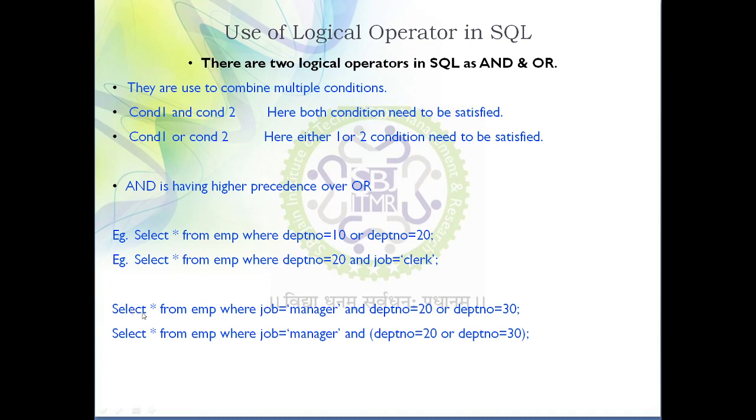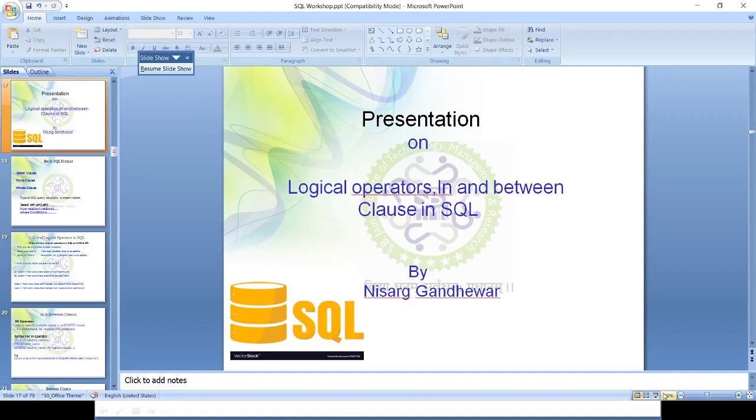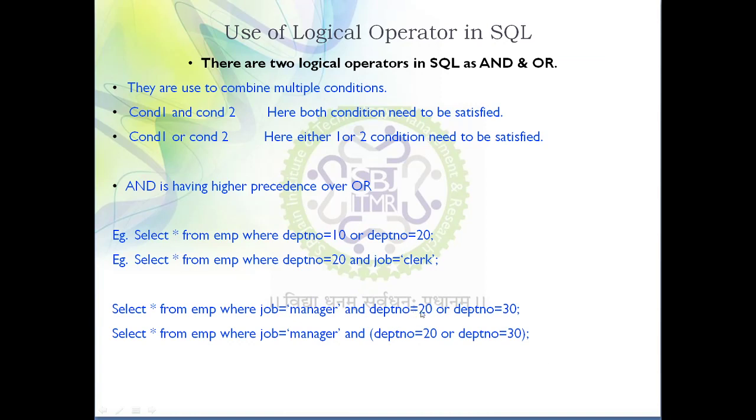So in this case I have written a simple query. Select * from employee where job = 'manager' and department number = 20 or department number = 30. Now here the question is which part will be executed first, whether the and operator or the or operator is executed first. So obviously in this case the and operator will be executed first and then or.